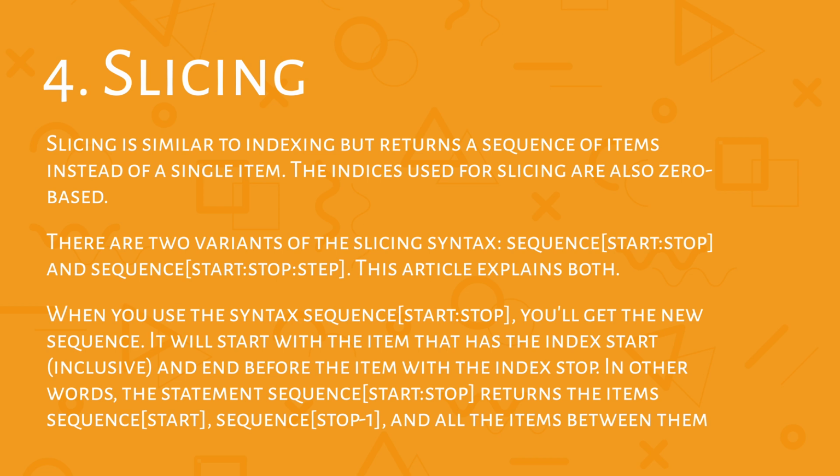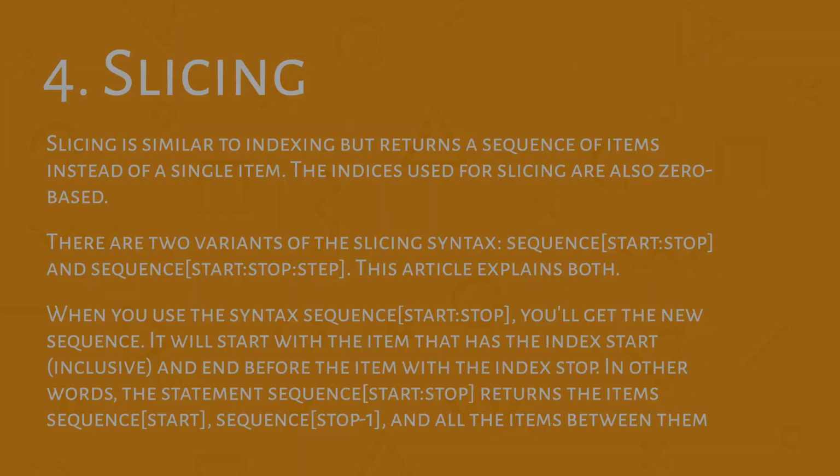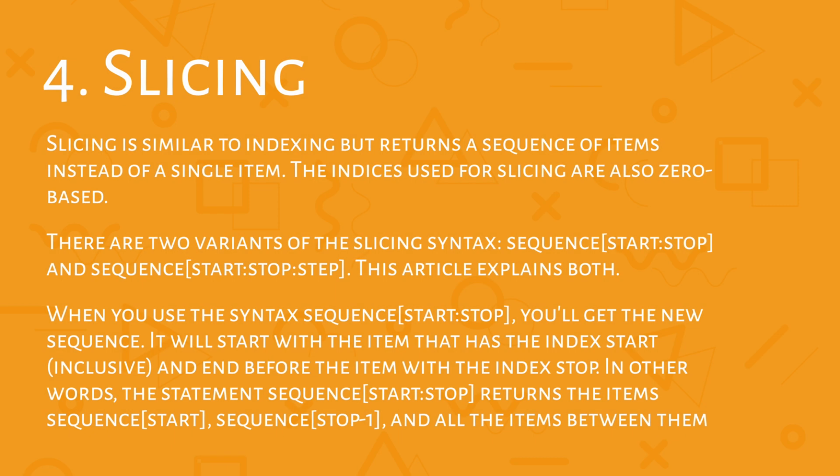And for slicing, we are also using zero-based indexes, but we are using more values. There are two variants of the slicing syntax. The first one is sequence[start:stop], from index start to stop. And the other one is start, stop, step. Let me explain both of these.